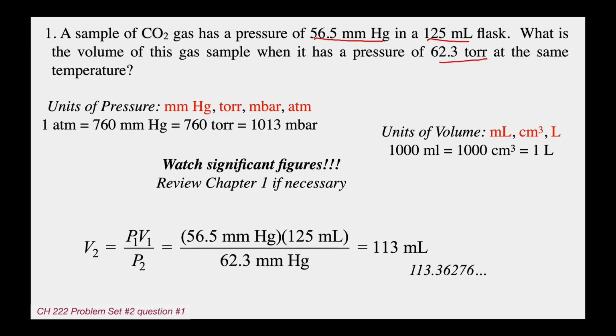What I just did is I used millimeters of mercury. Remember, 62.3 torr is the same as 62.3 millimeters of mercury. And you can see that the millimeters of mercury on the top cancels millimeters of mercury on the bottom. Milliliters is the only unit left. 113 milliliters would be the answer. 113 milliliters would be 0.113 liters. And if you use liters, honestly, that's totally fine.